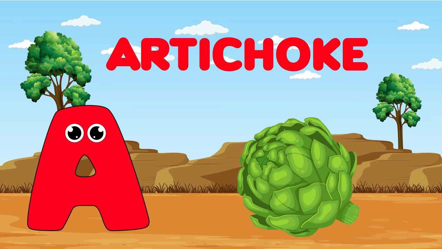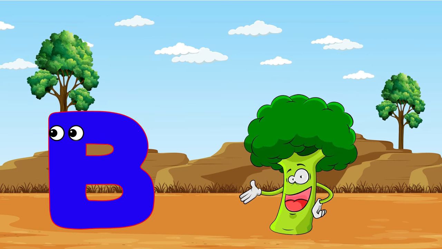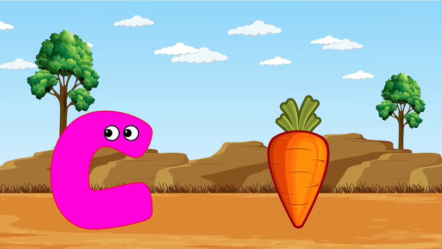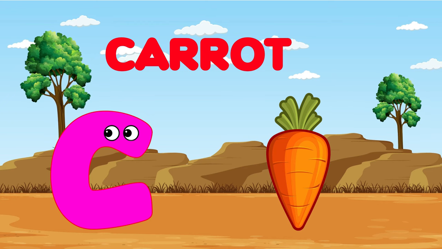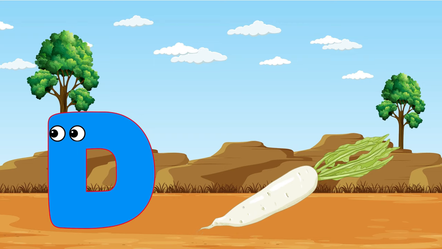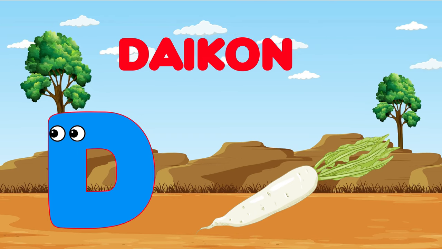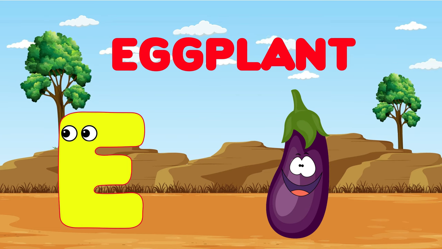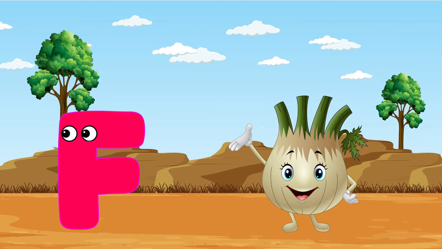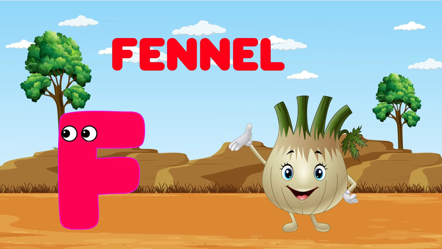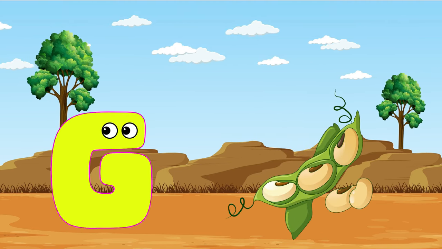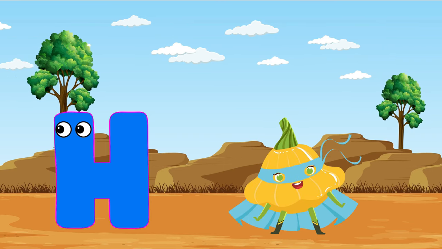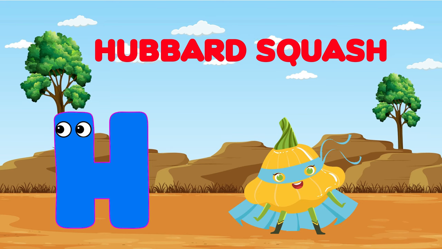A for artichoke. B for broccoli. C for carrot. D for daikon. E for eggplant. F for fennel. G for green bean. H for Hubbard squash.